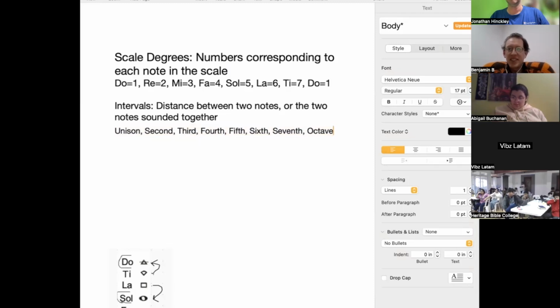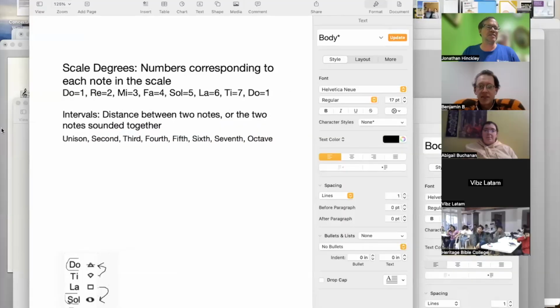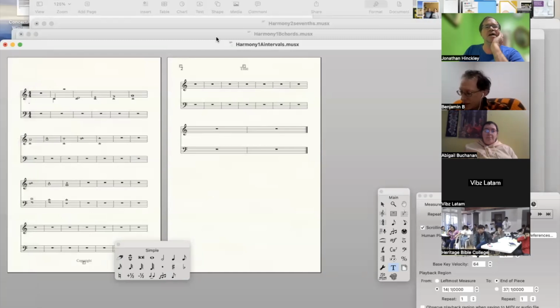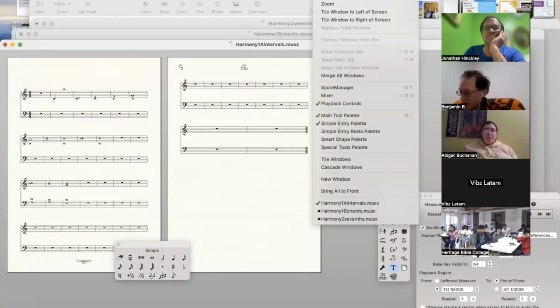Kind of like unison, or it sounds like the same note. Like unison, it sounds like the same note because it is the same note. So let's get back and look at that. I'm going to pull out from last time. Let's take a look at our intervals.